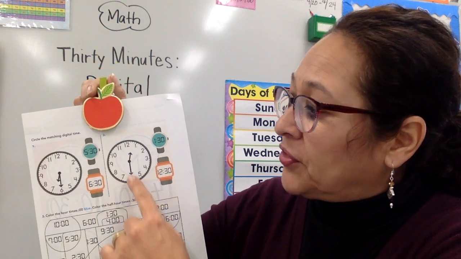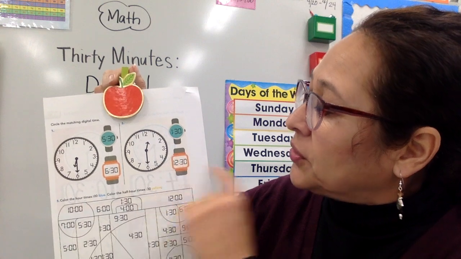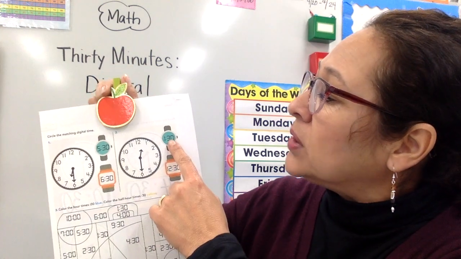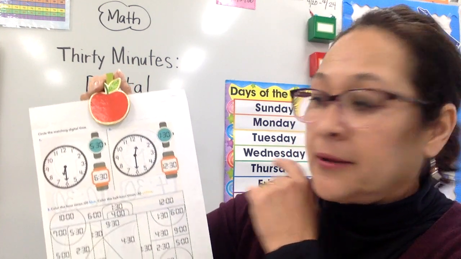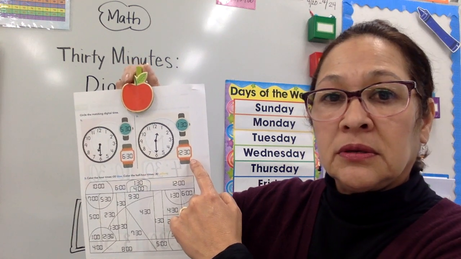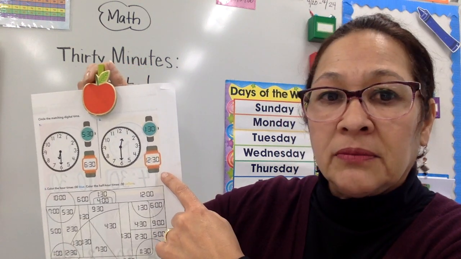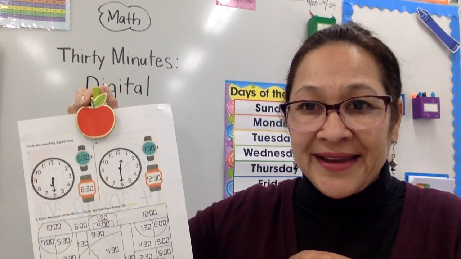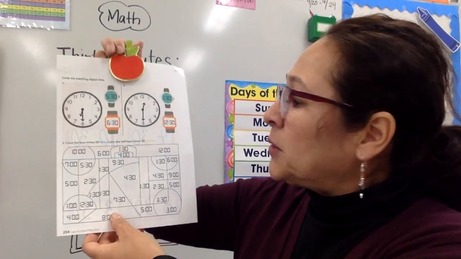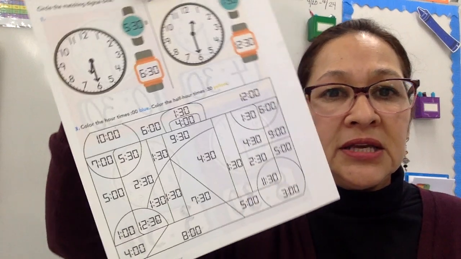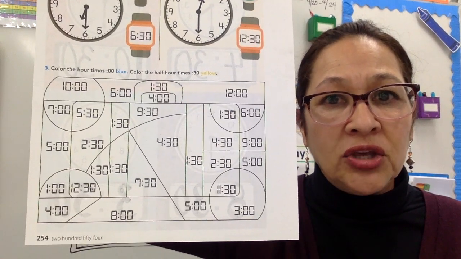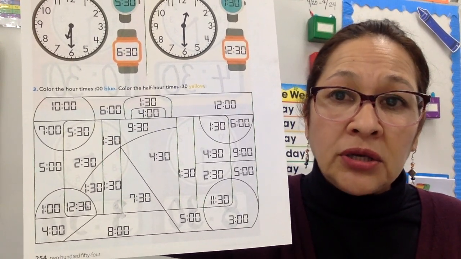So you're saying 12:30. So where is 12:30 here? Well, that's 1:30. So that's not it. How about this one? Yes, you're right. You got it. So circle this bottom digital watch. Got it? All right.